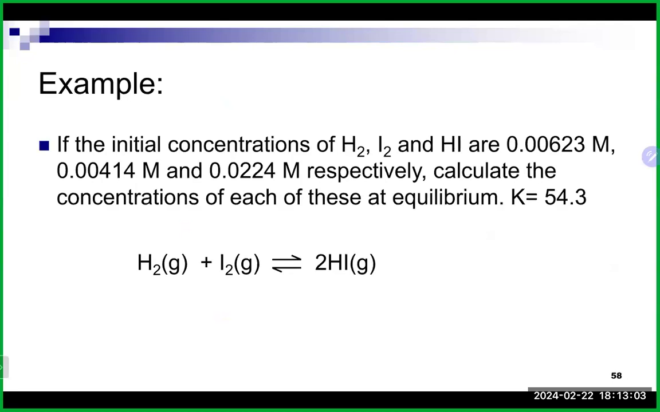Well, let's try another one because this is the big day of ice tables. Let's do the same equation, except here we're starting with 0.00623 molar H2, 0.00414 molar I2, 0.0224 molar HI. What is everybody's equilibrium concentrations? This one might take a little longer. So make sure you work through it. I'm going to do it too on the paper right here. See if I remember how.